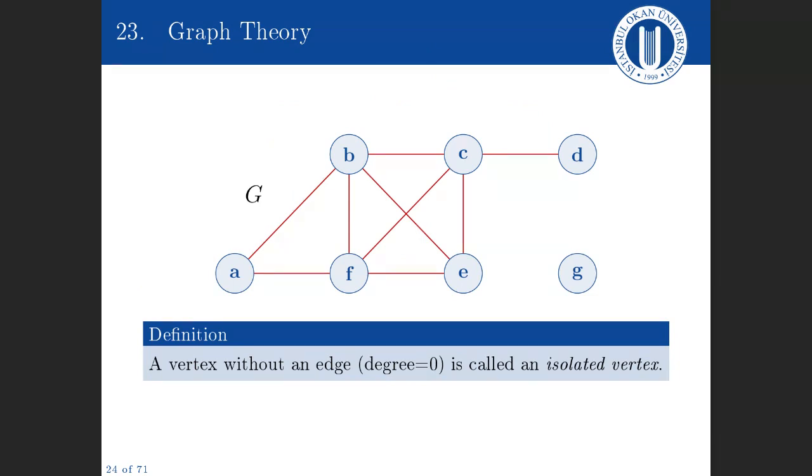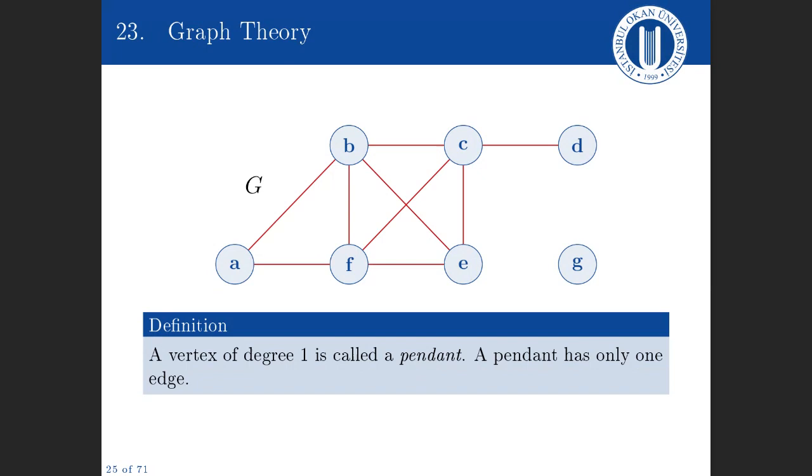A vertex without an edge, in other words, where we have degree equal to 0, is called an isolated vertex. In this picture, G is an isolated vertex. A vertex of degree 1 is called a pendant. A pendant has only 1 edge. In this picture, vertex D is a pendant.